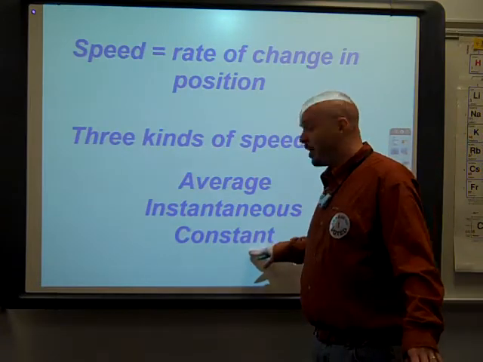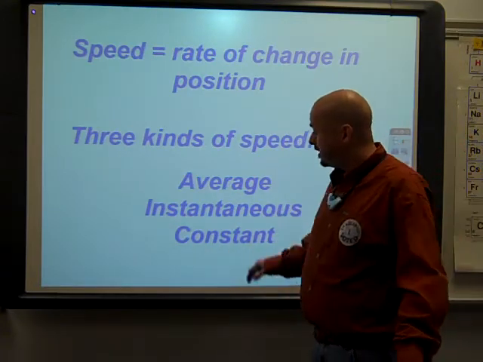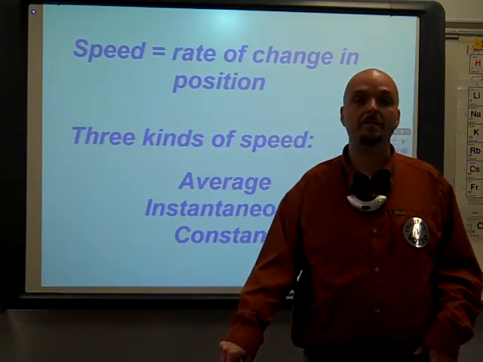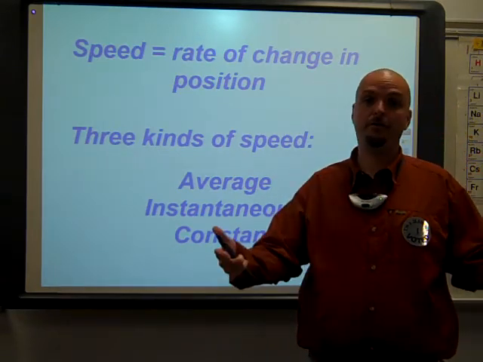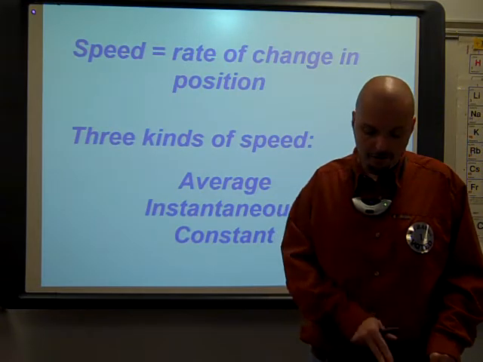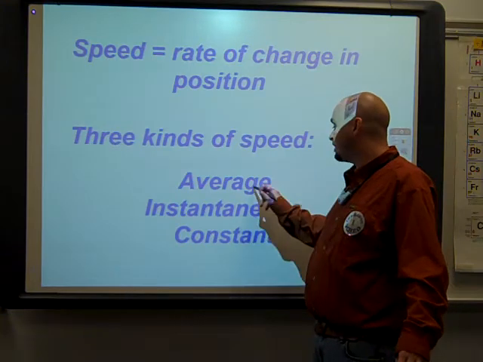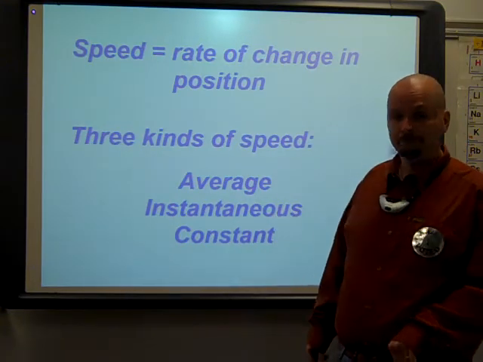If I am going 40 miles per hour the whole time, my average and instantaneous speed will be the same. If I have a constant speed of 40 miles per hour, that means if I averaged all my speeds out, it would be 40 miles per hour. If I look at my speed at each instant, it'll be 40 miles per hour. When speed is constant, average and instantaneous are the same.